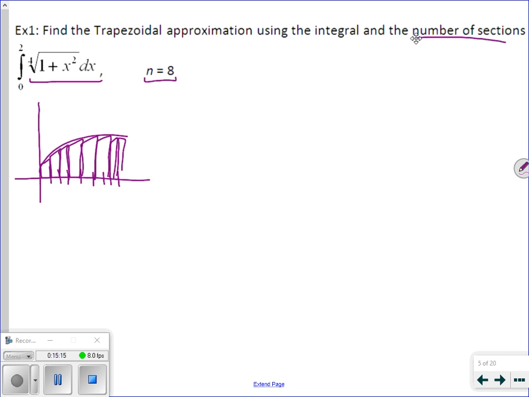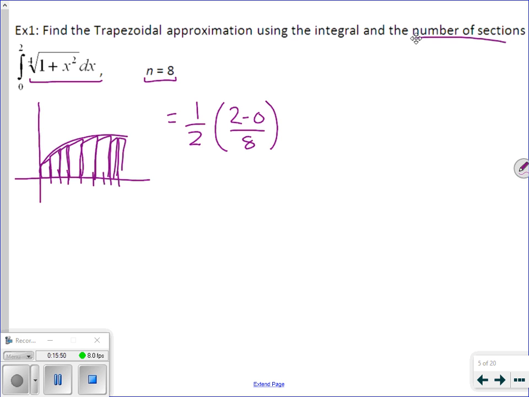That's ugly, but that's the general idea. Okay? Now, let's write out the formula. A trapezoidal approximation with 8 trapezoids is going to be equal to 1/2 times b minus a over n to figure out the heights of all those rectangles. So in this case, that would be 2 minus 0 over 8, b minus a over n.